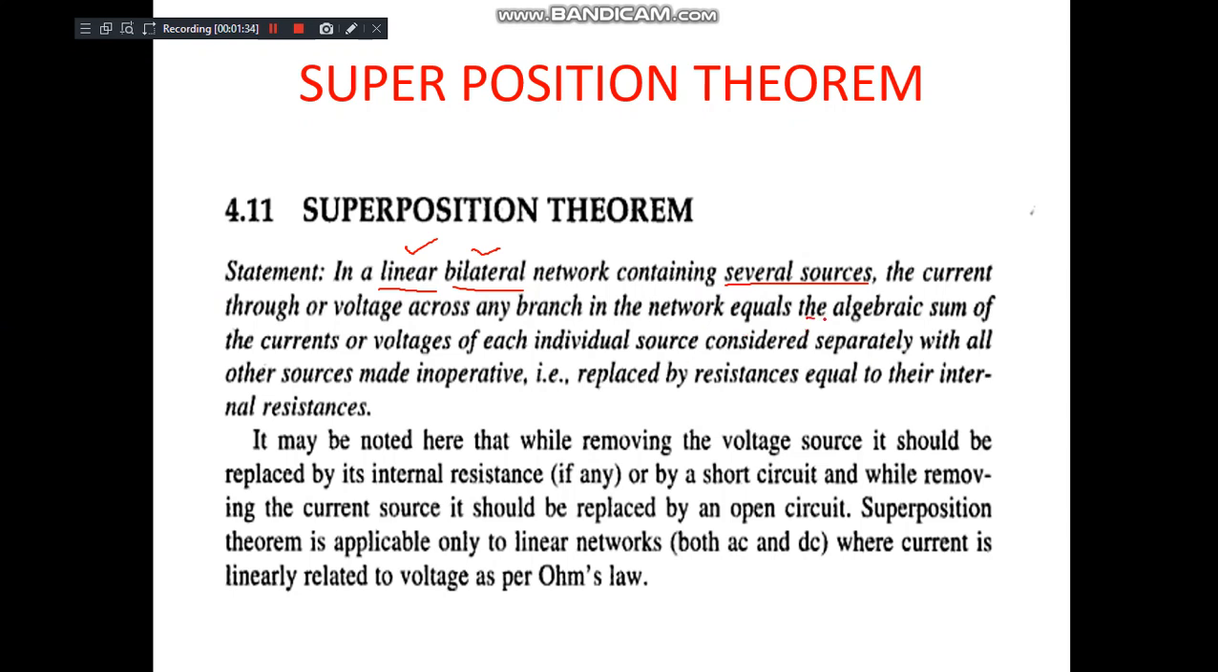Here, algebraic sum of currents or voltages. And it may be noted here that while removing a voltage source, it should be replaced by its internal resistance. If the sources have internal resistance, make sure that we replace all the voltage sources by their internal resistance, and all the current sources are replaced with an open circuit, that is, voltage sources with internal resistance, current sources with open circuit.